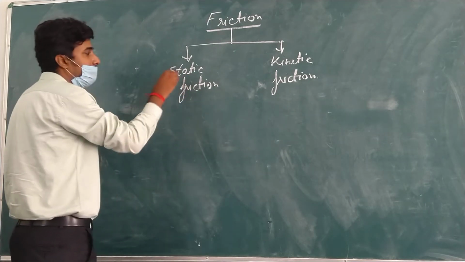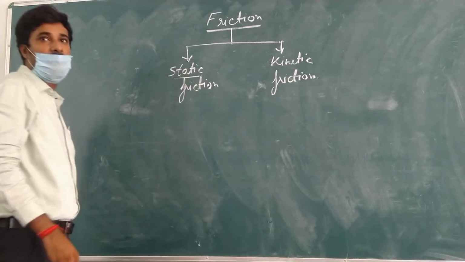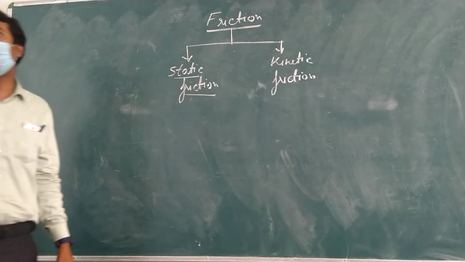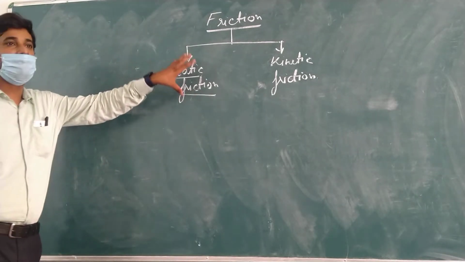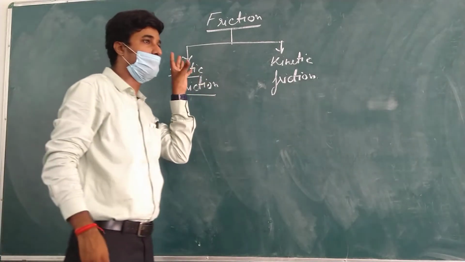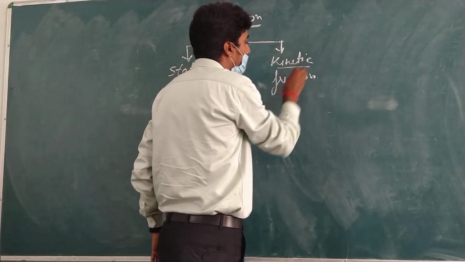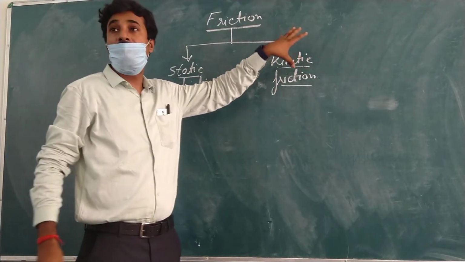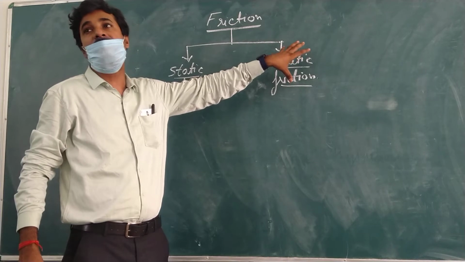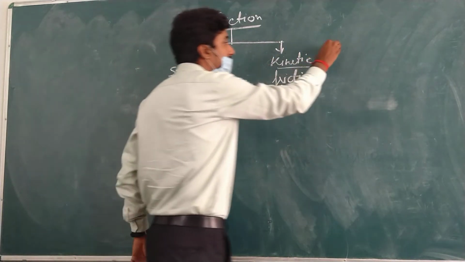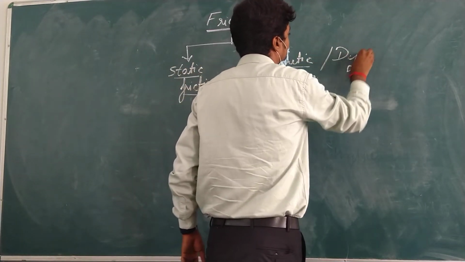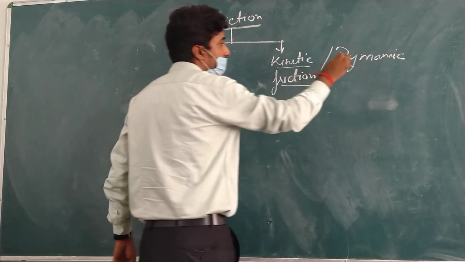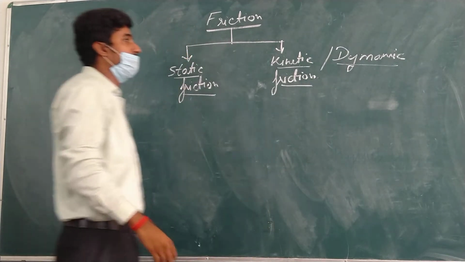Beta, static friction, the name itself tells us static. When the body is at rest, the friction which is applied when the body is at rest, that is called static friction. Whereas when the body is in motion, then the friction applied on the body is called kinetic friction. You can also call it dynamic friction. Okay? Kinetic friction or dynamic friction.